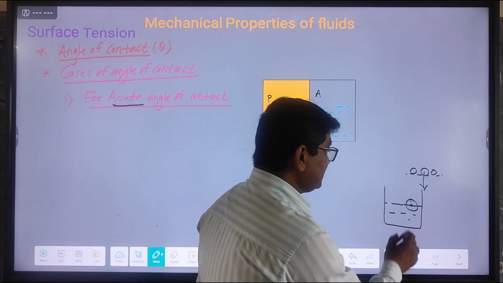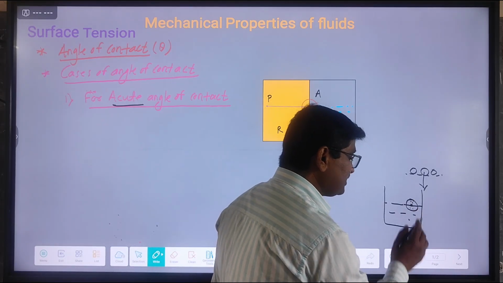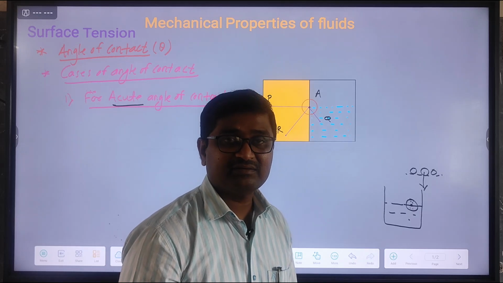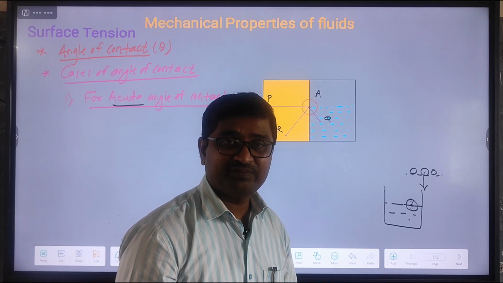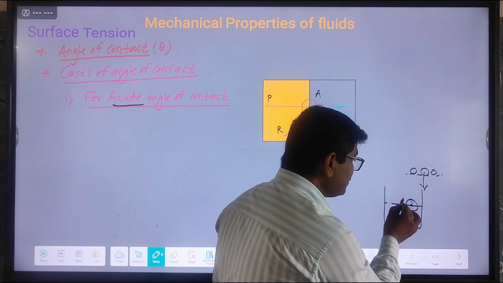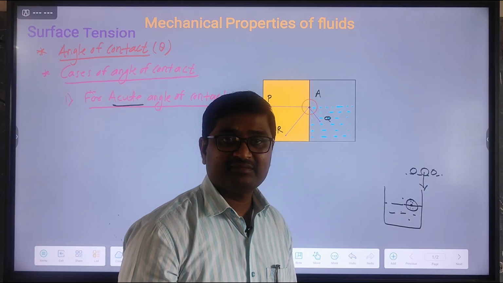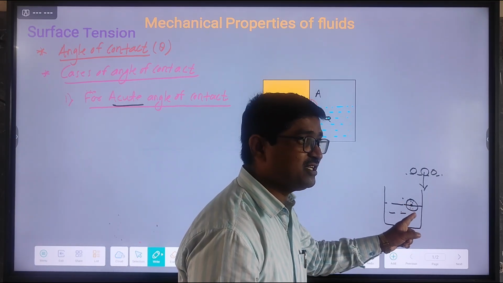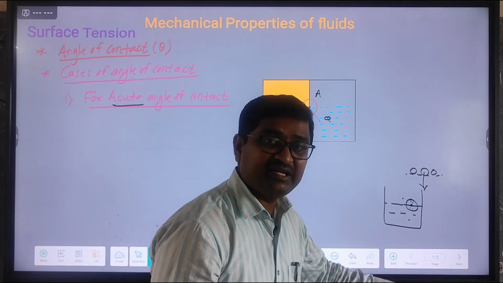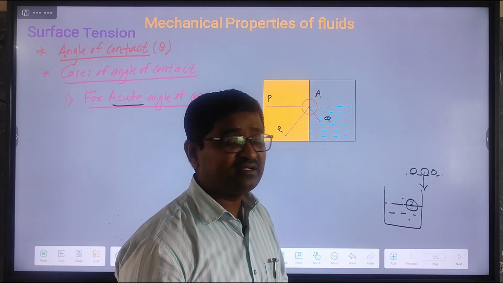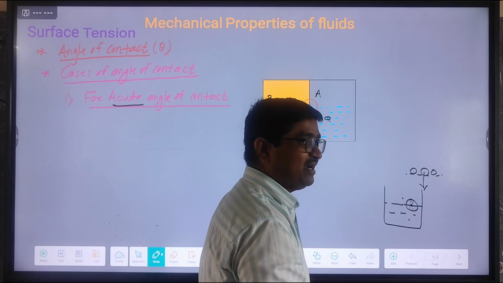Why? Because the density of air is very small compared to the density of water. The density of water is large, and that's why the adhesive force between air and liquid is neglected, and only the cohesive force is experienced by the molecule, and finally it dips into the liquid. It means what? Imagine when the adhesive force is strong.